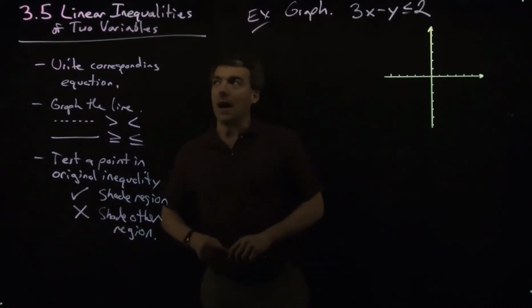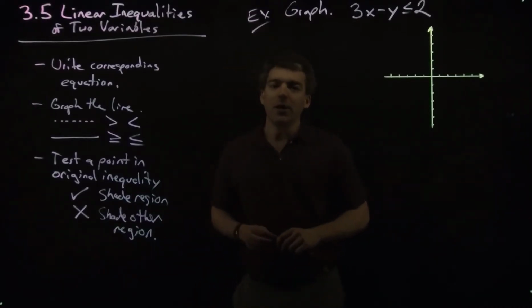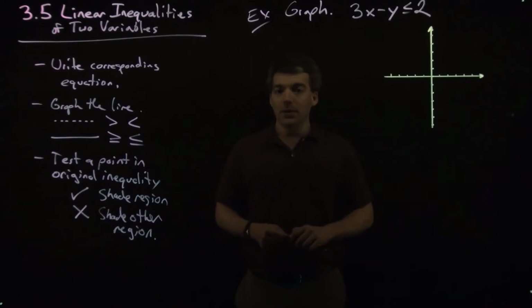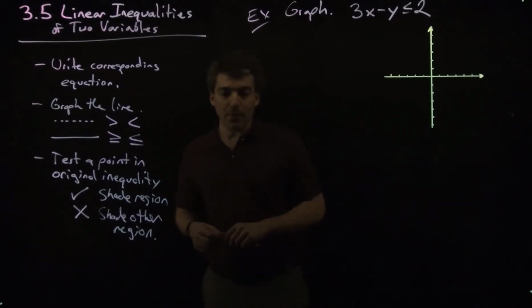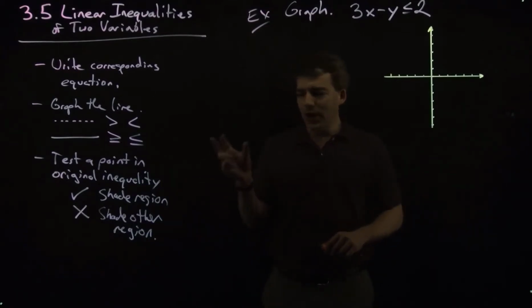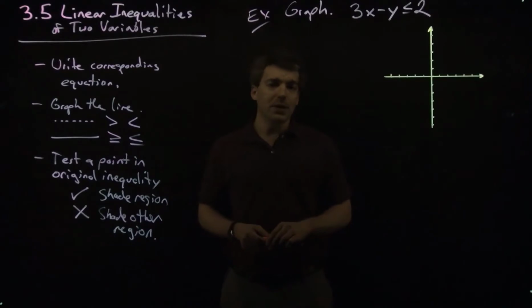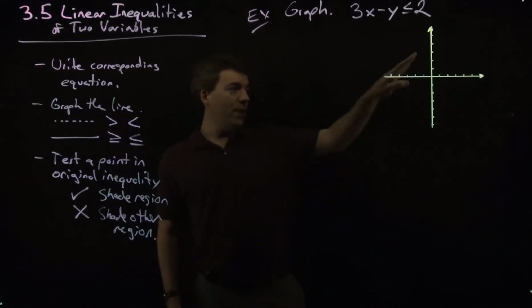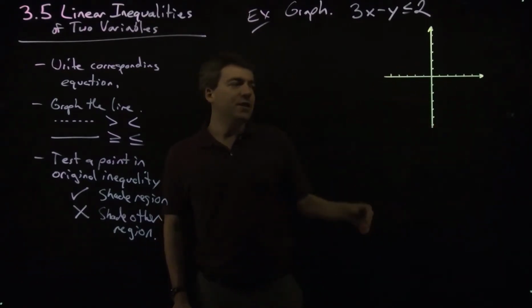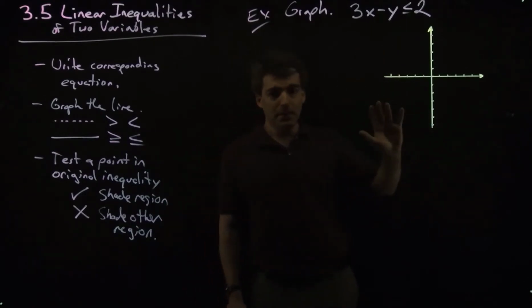All right, we're going to look at solving linear inequalities in two variables. Now, this is different than solving an inequality in one variable. The solution set for those were intervals of a number line. For inequalities of two variables, the solution will be parts of the plane. The question is, how do we determine what part of the plane?